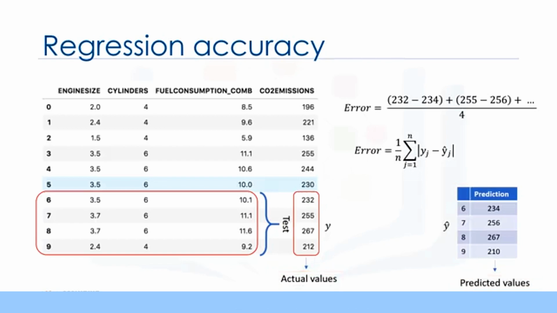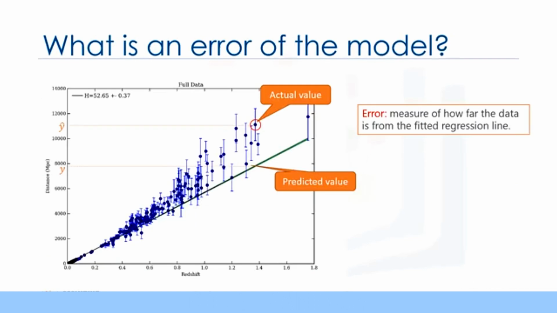Evaluation metrics provide a key role in the development of a model as it provides insight to areas that require improvement. We'll be reviewing a number of model evaluation metrics, including mean absolute error, mean squared error, and root mean squared error. But before we get into defining these, we need to define what an error actually is. In the context of regression, the error of the model is the difference between the data points and the trend line generated by the algorithm. Since there are multiple data points, an error can be determined in multiple ways.